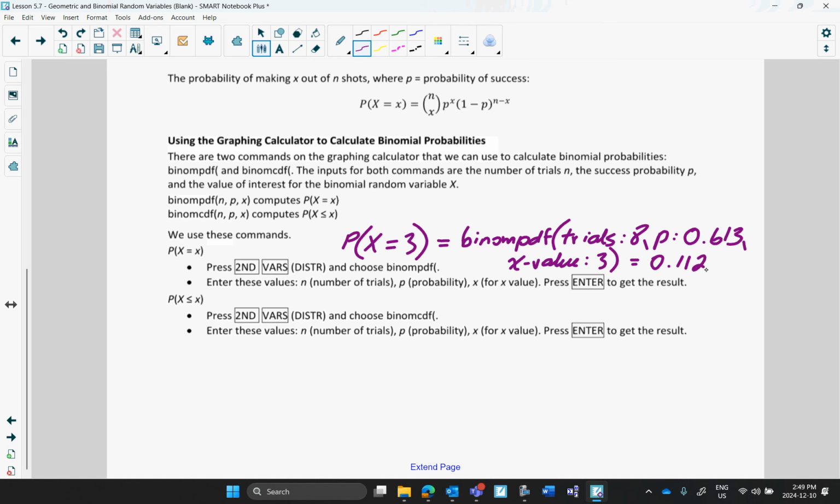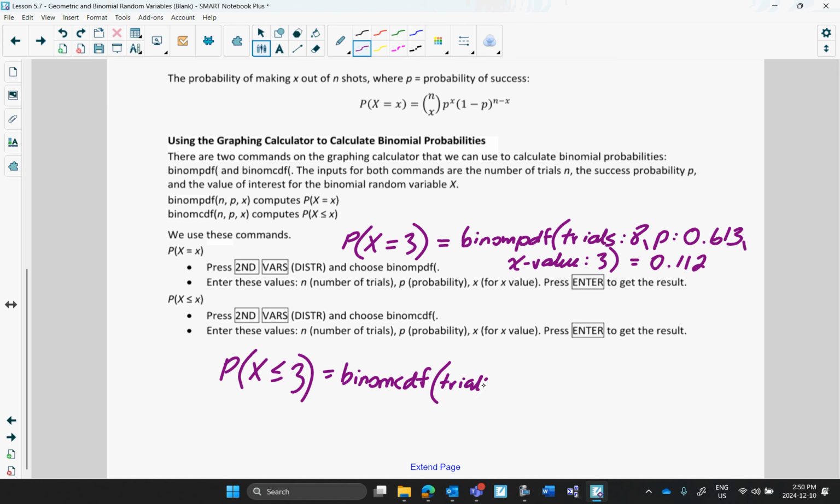If we change the question slightly and said, what's the probability of making 3 or less? Then we would have to change to Binomial CDF. I always think of P as point and C as cumulative, because you're finding a cumulative range. What's the probability of making 1 and 2 and 3? That's what this means. Everything else is the same.